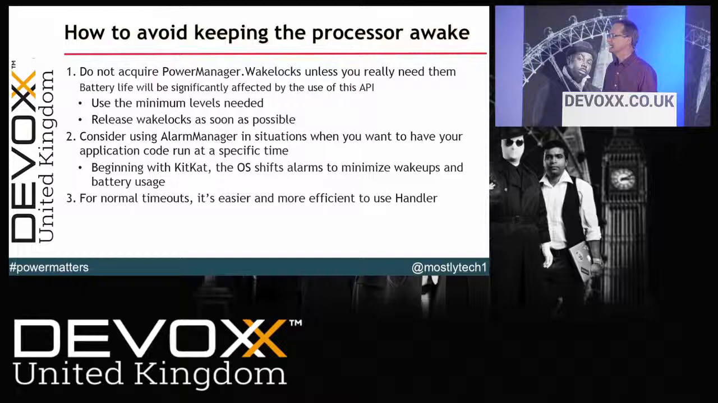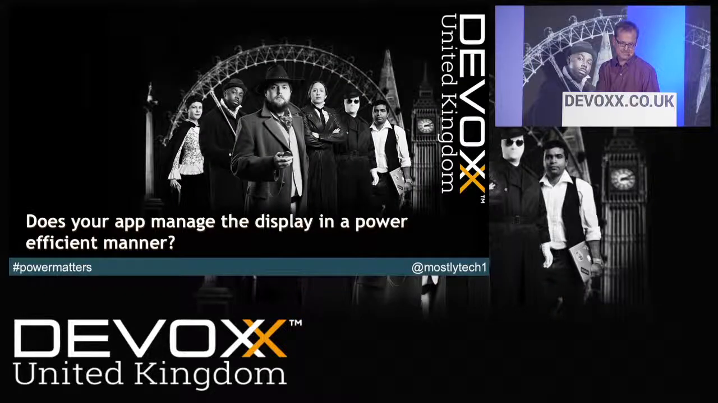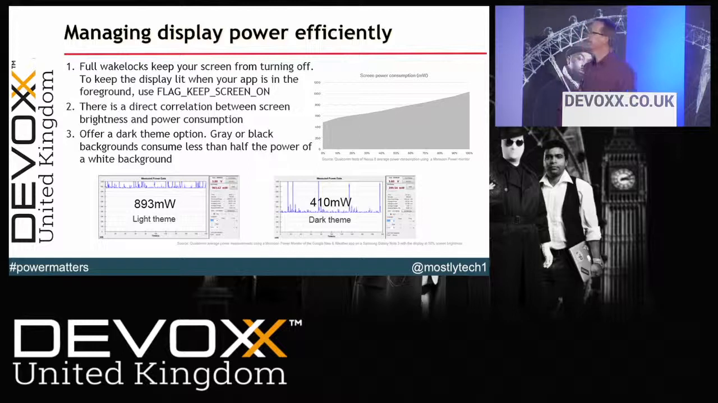Android's now handling that more efficiently, and there are some better techniques for timeouts, like Handler. Does your app use the display in a power-efficient manner? Full wake locks: I mentioned there's a very popular game that always keeps the screen awake no matter what. If you want to keep the display lit, you want to use the keep screen on flag instead. It's going to have a significant impact on power.